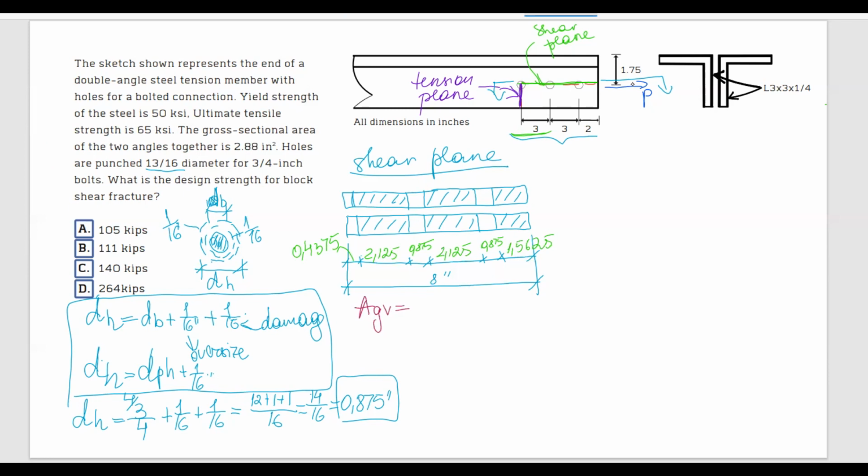And the gross area for shear is going to be 8 times the thickness of the plate, which is 1/4 of an inch, or the thickness of the angle, which is 1/4 of an inch. So I'm going to do 2 times 8 times 1/4. And this should give you 4 inches squared.